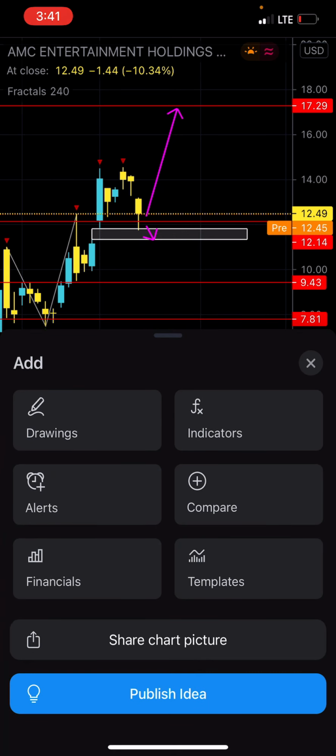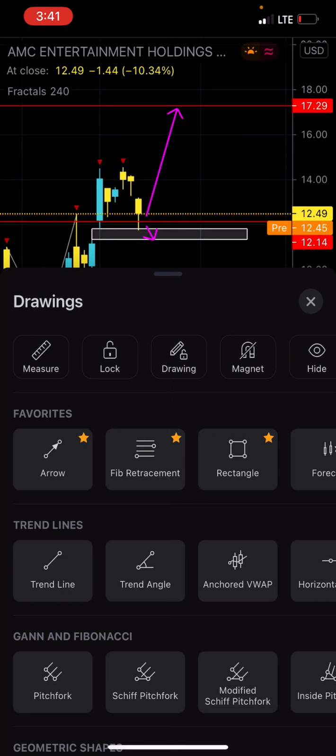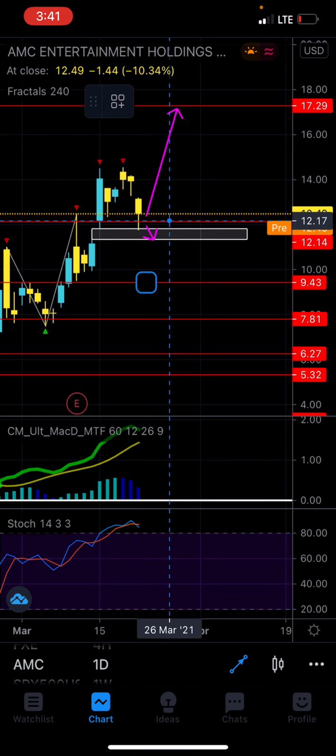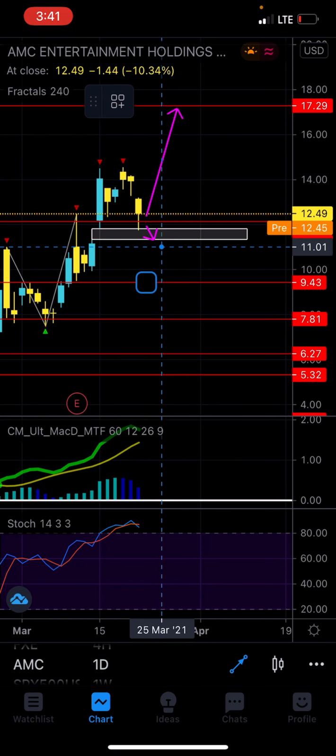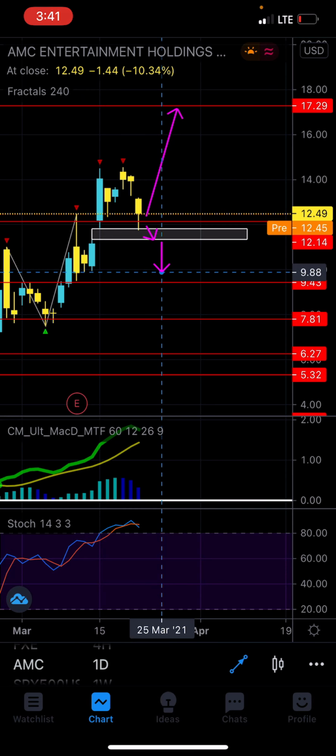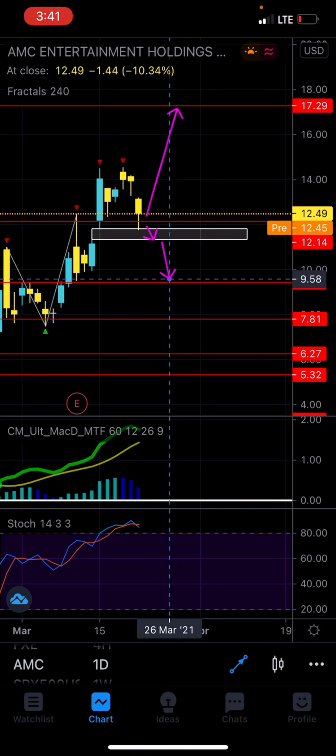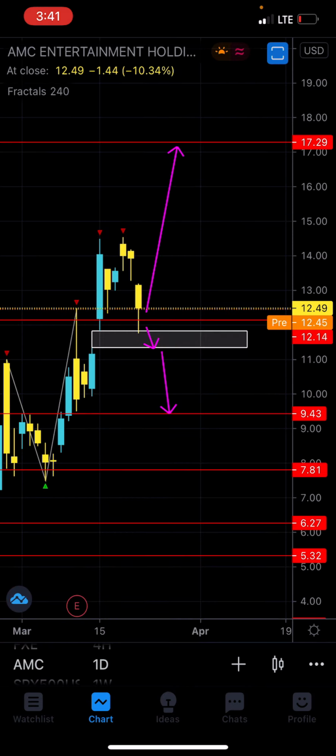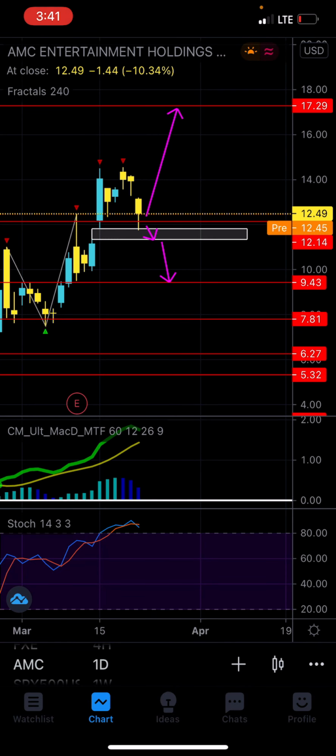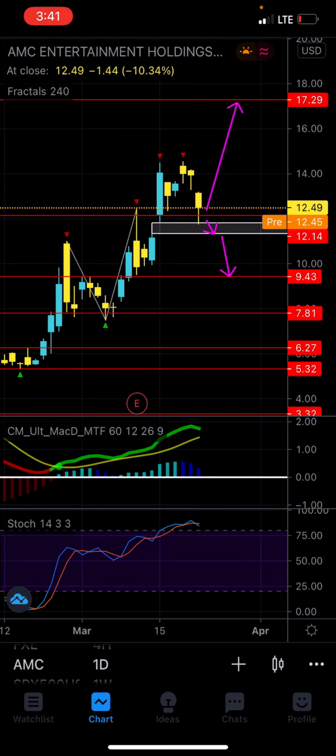But if we do close on the bottom of that $12.14, under this support, we break support and we go down. I do think the next step is us going all the way down to $9.43, and I think it's going to happen sometime around mid next week, because that's usually when that happens.